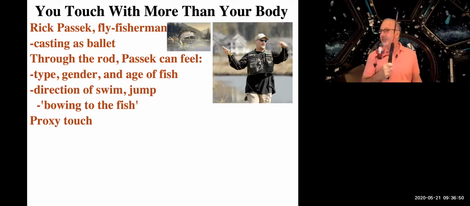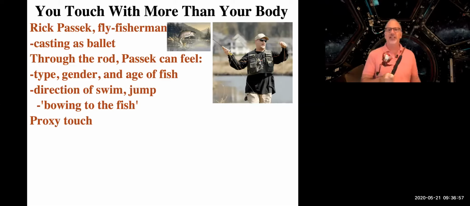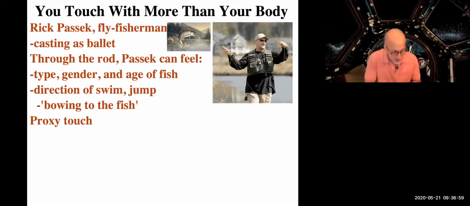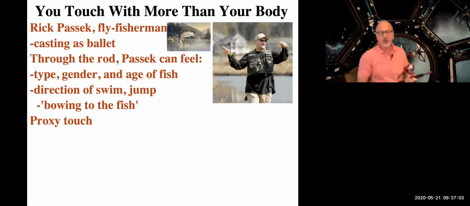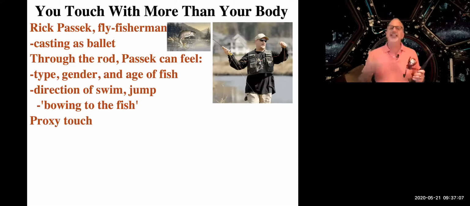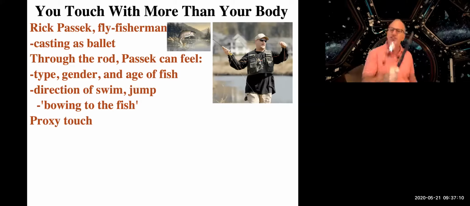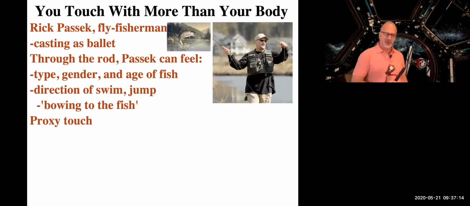And so what he teaches all of his students to do is, when they feel a little slack and then feel the line going down, that the fish is taking the line down, he tells them to bow to the fish, which tightens the line if the fish comes up, and keeps the hook in the fish's mouth so they can reel them in. And this is the idea of proxy touch, that he's able to feel so much from the rod as he's fishing, which is really cool.